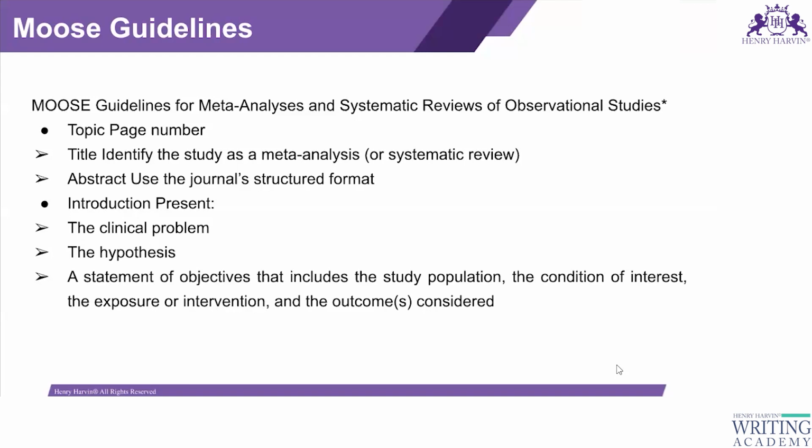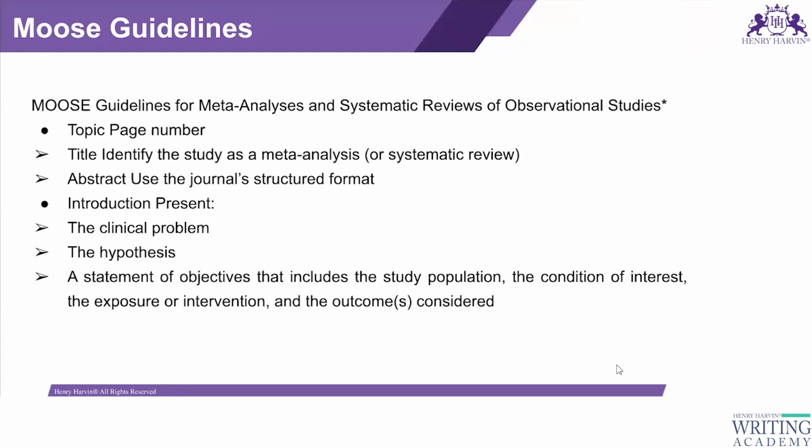First, you have to write the topic, that is, the title, and in the title you have to mention whether it is a review, a meta-analysis, or a systematic review. Then you write the abstract in a structured format. Then the introduction, in which you write about the clinical problem on which these observational studies were done, and the hypothesis behind doing this study.